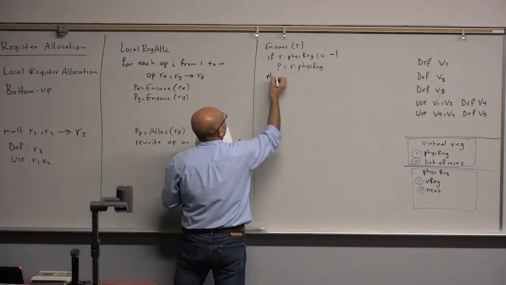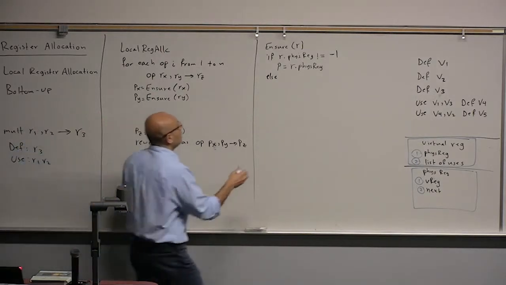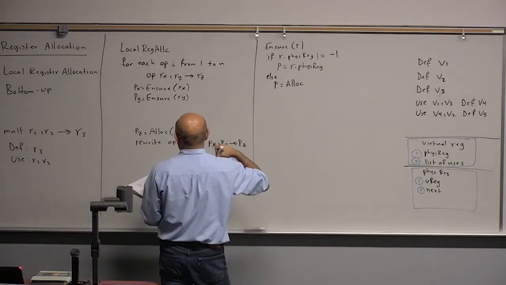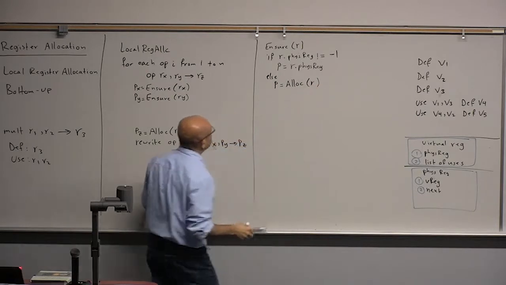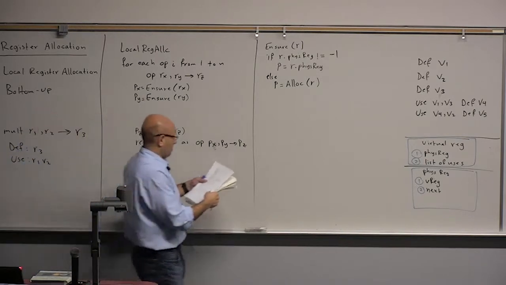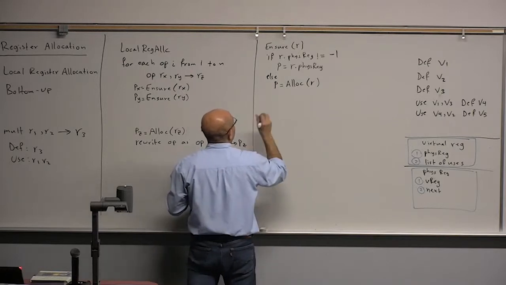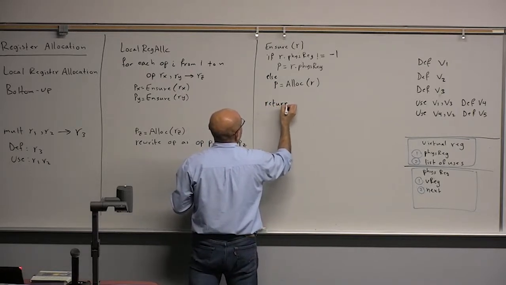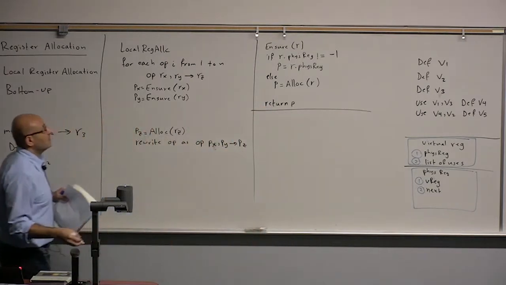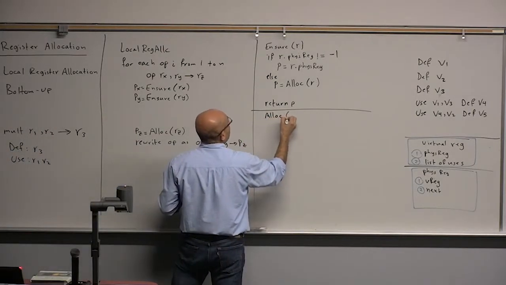Else, we need to find a physical register, to allocate a physical register. So else, P is going to come from allocate of R. There is something missing here, so we'll have to figure it out. Return P. So there is something that we need to add in here. Let's see if we can figure it out. But for now, let's do alloc of R.